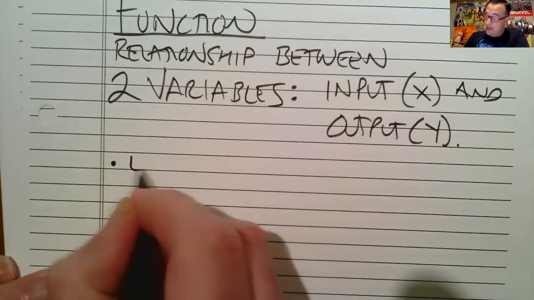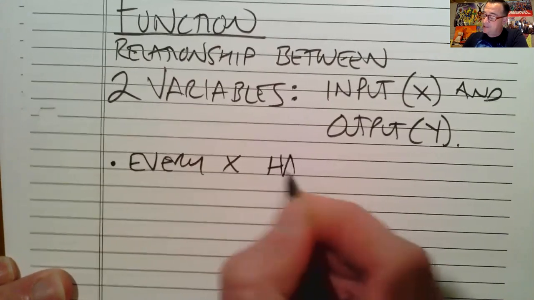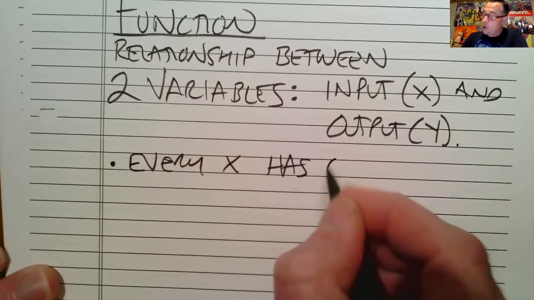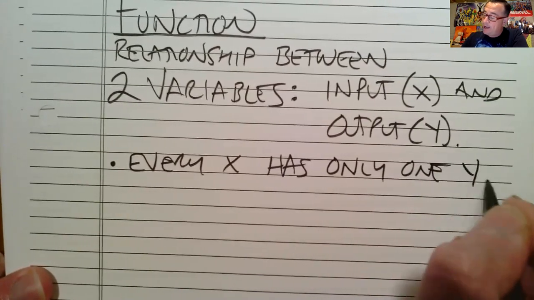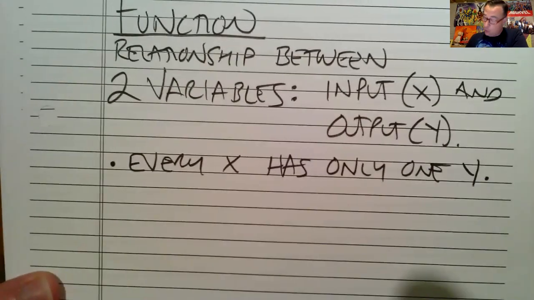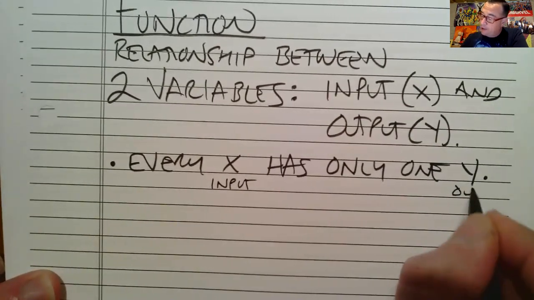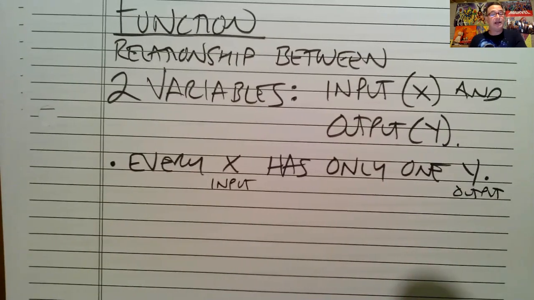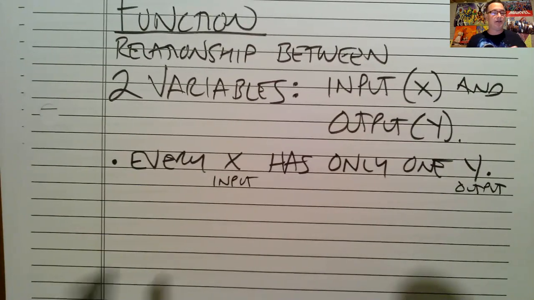Every x has only one y. That's our rule. Or every input has only one output, depending on which words you want to use. For us, we mean x and y. Sometimes in math, they use the words input and output as we're talking about this.